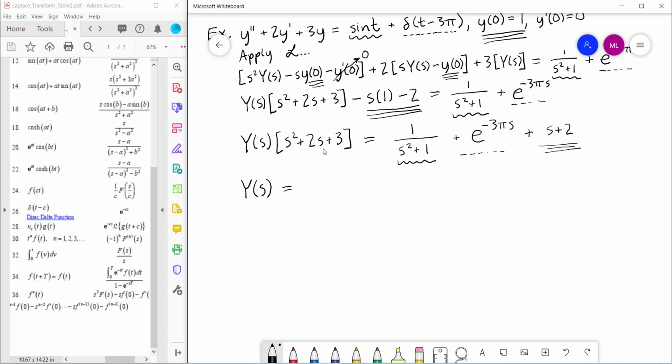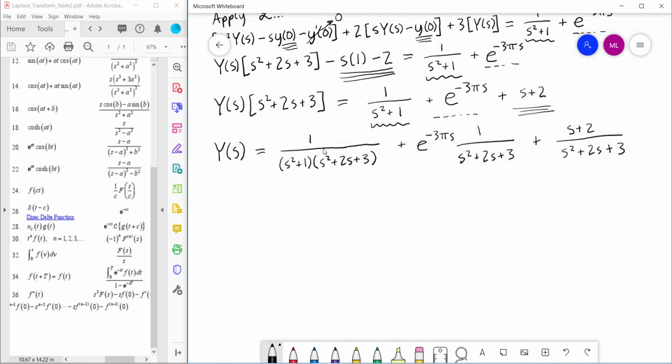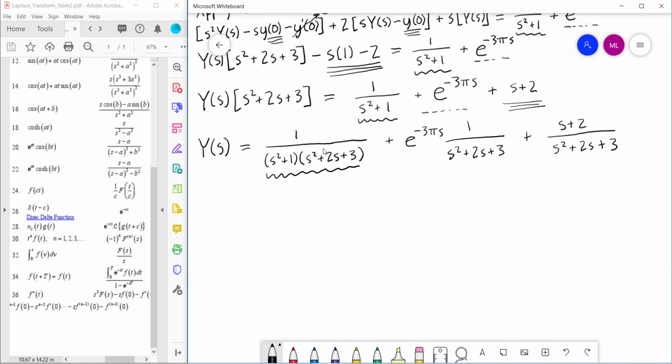Let's just do it all here. So this first term will look like 1 over s squared plus 1 times s squared plus 2s plus 3. So there's that first term. The next term will look like e to the negative 3 pi s times 1 over the s squared plus 2s plus 3 term. And the last one will look like s plus 2 in the numerator over s squared plus 2s plus 3. And again, this one corresponds to our squiggly, our dashed, and our triple underlined if we're keeping track of which ones we're dealing with.